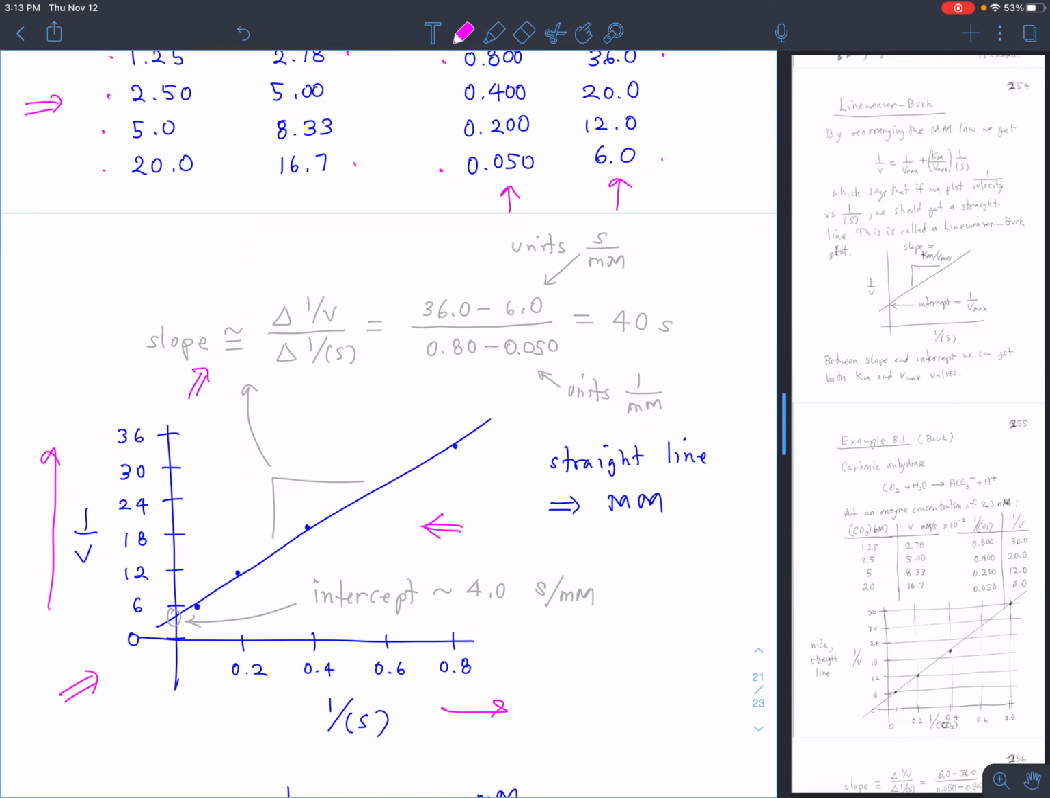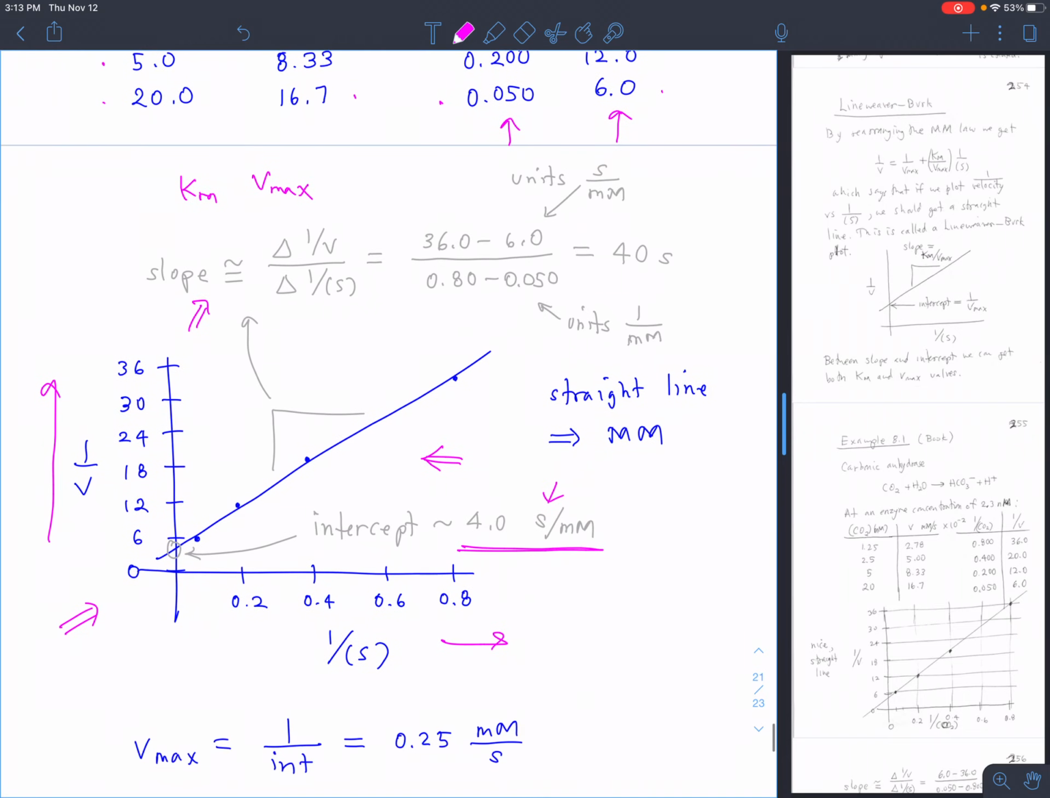We want to get the Michaelis-Menten parameters, right? Km is one of them, Vmax is the other one. The intercept here gives us 1 over Vmax. That's 4.0 seconds per millimolar, right? It's got units of 1 over velocity. Velocity is millimolar per second, so the units of the intercept are seconds per millimolar. And that means the velocity, Vmax, is equal to 0.25 millimolar per second.